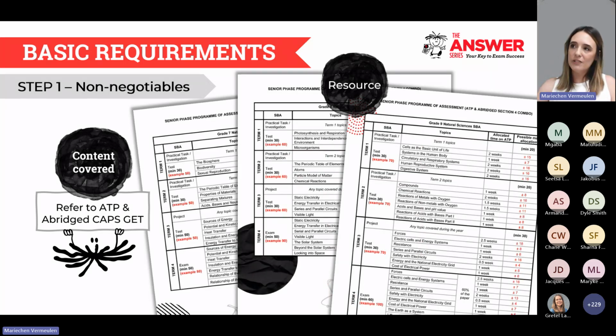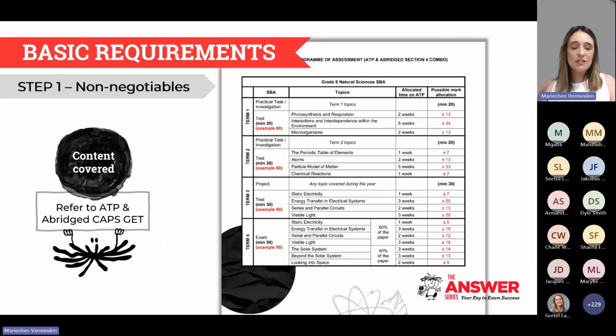So you can see the little resource bubble there, which means that this is one of the things that you can receive at the end of this webinar once we've made it available. And just to show you what this program of assessment looks like and how to engage with it, this is, for example, for the grade 8, you have your term 1 to 4. It shows you the SPA component that needs to be assessed. It shows you the topics that need to be covered, and you can see that they also link up with the assessment. So in the term 1, those are the topics for the test.